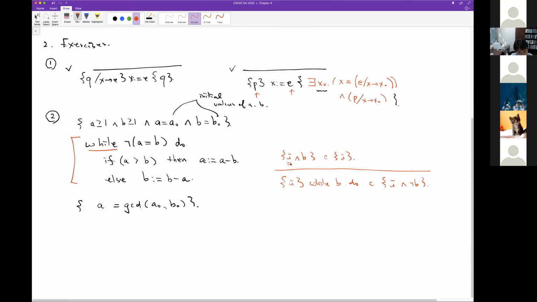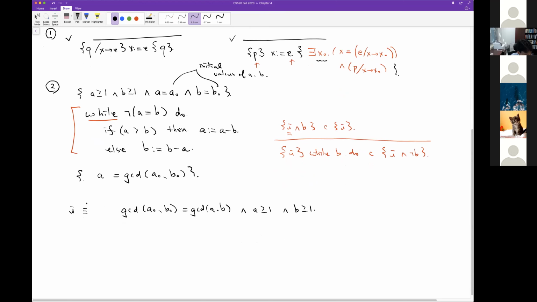What should it be in this case? The invariant in this case is going to be the following. The invariant says the greatest common divisor of A0 and B0 is the same as the greatest common divisor of A and B. In fact, this relationship is the key property, or in a sense the key idea, behind this algorithm. And then A is always greater than or equal to 1, and B is also greater than or equal to 1.